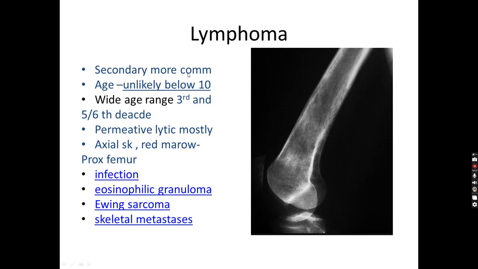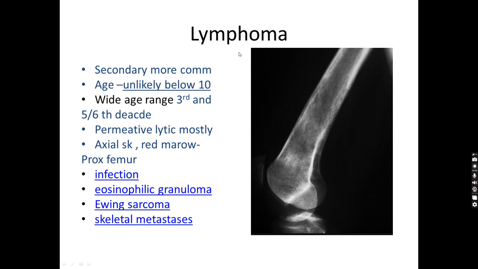Lymphoma can be primary bone lymphoma or secondary bone lymphoma. Secondary bone lymphoma is more common. Coming to the age, it is unlikely below 10 years, and the most common age group is the third and fifth, sixth decade. Then it will have a non-specific aggressive permeative lytic destructive nature, and the most common sites involved will be red marrow containing bones like the axial skeleton, like vertebra and the pelvic bones, and the proximal femur and humerus.